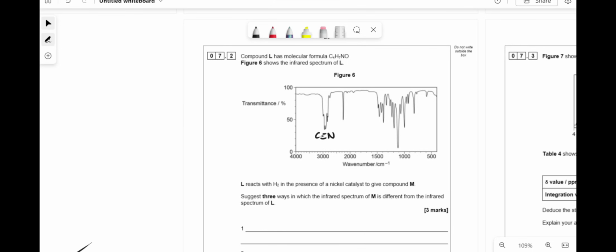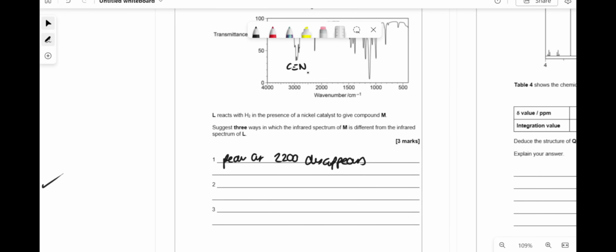So that peak will disappear. So the peak at 2200 disappears. And now we're going from something with C triple bond N into something that has an NH bond. So that means we're going to have a peak at 3300 to 3,500, whatever's in the data sheet, for NH appearing.